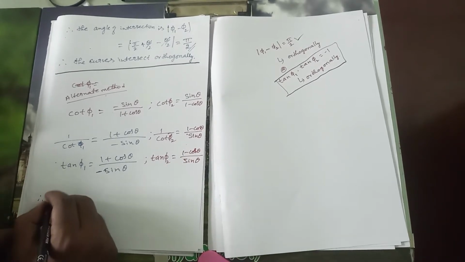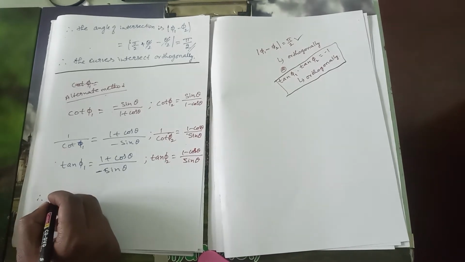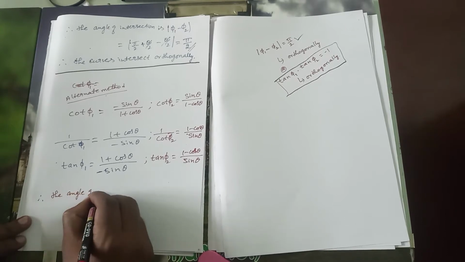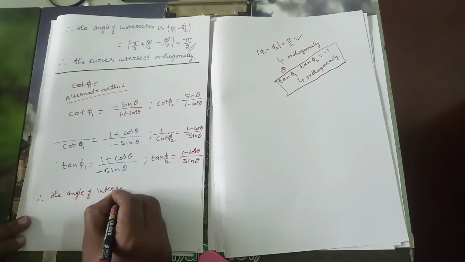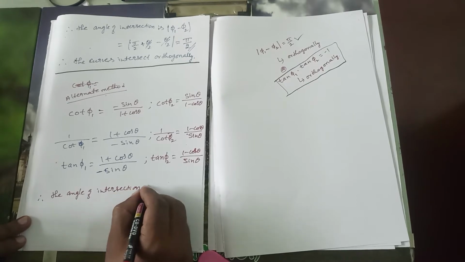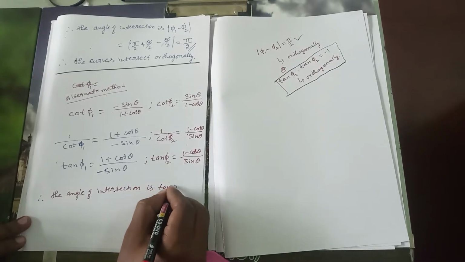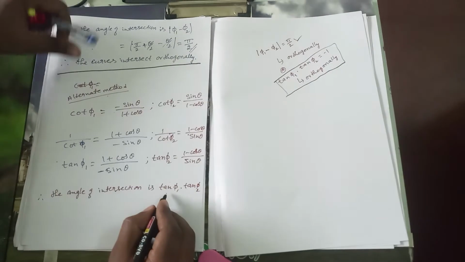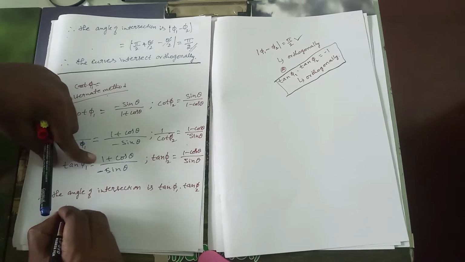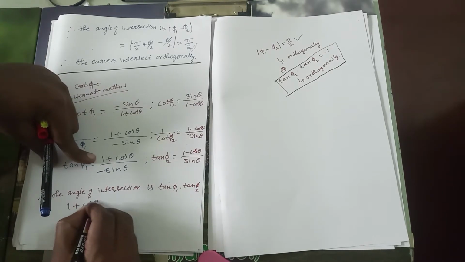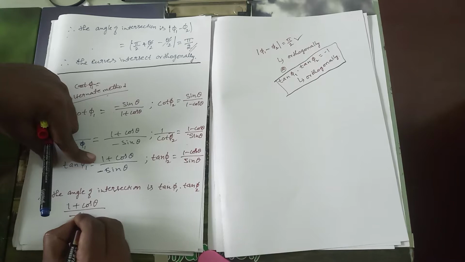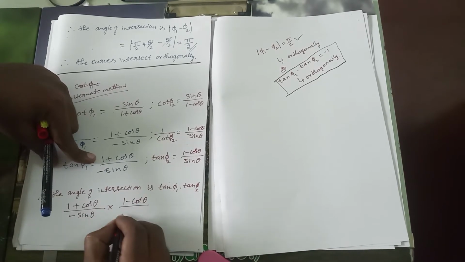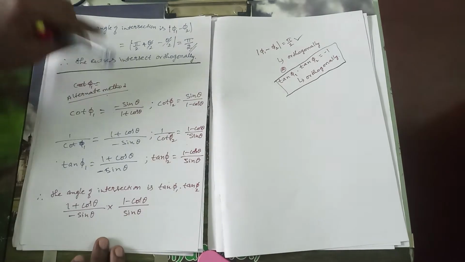Therefore, the angle of intersection is tan phi 1 into tan phi 2. So what do you get? Tan phi 1 is 1 plus cos theta divided by minus sin theta, into 1 minus cos theta divided by sin theta.